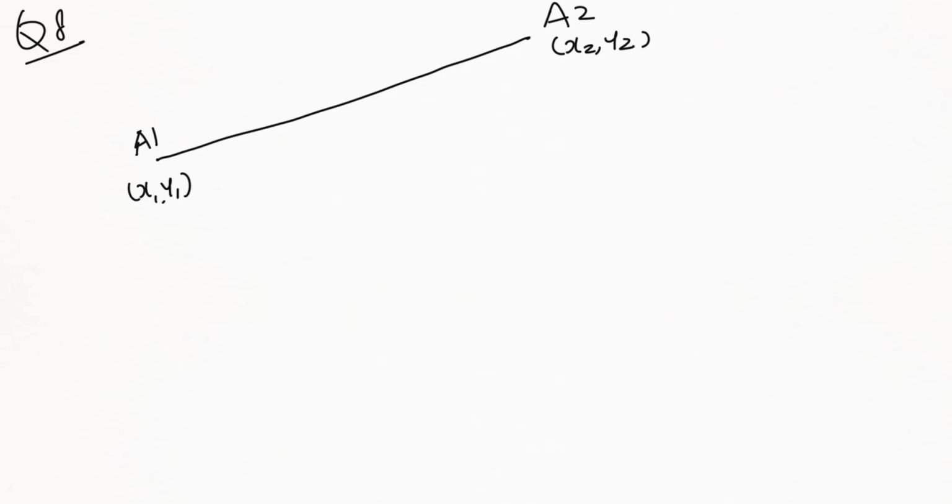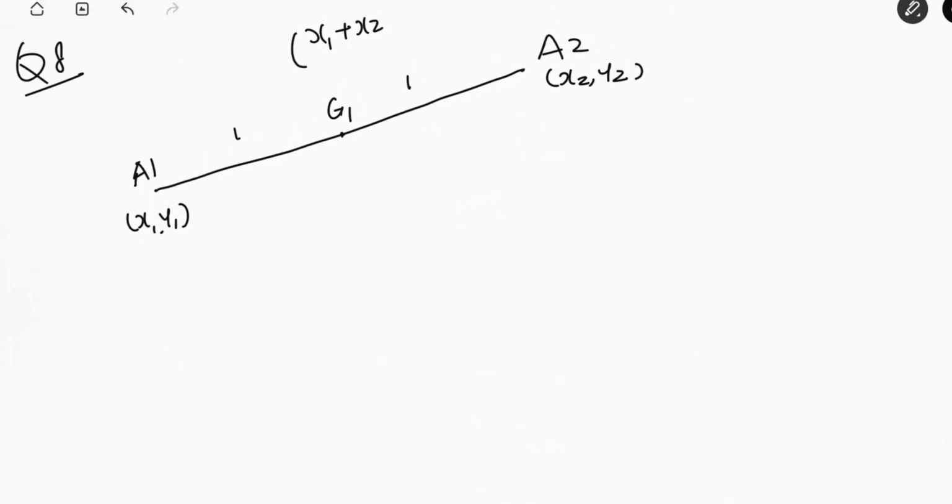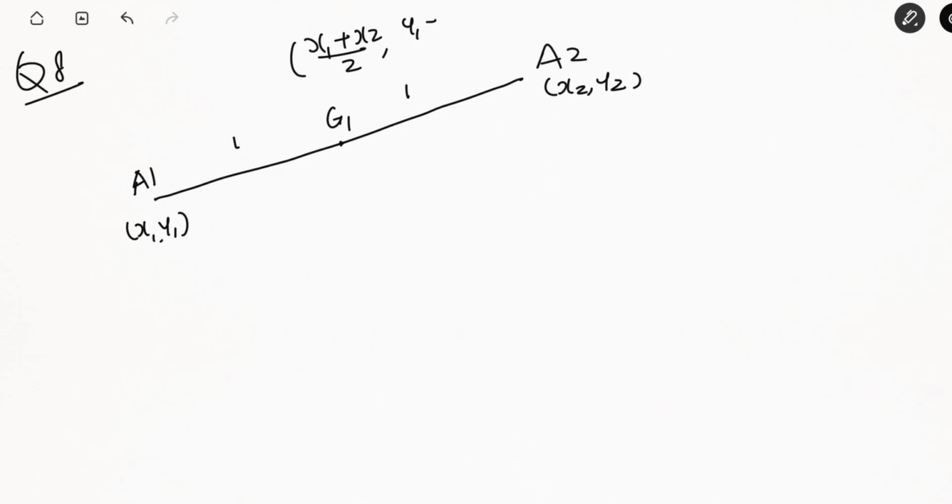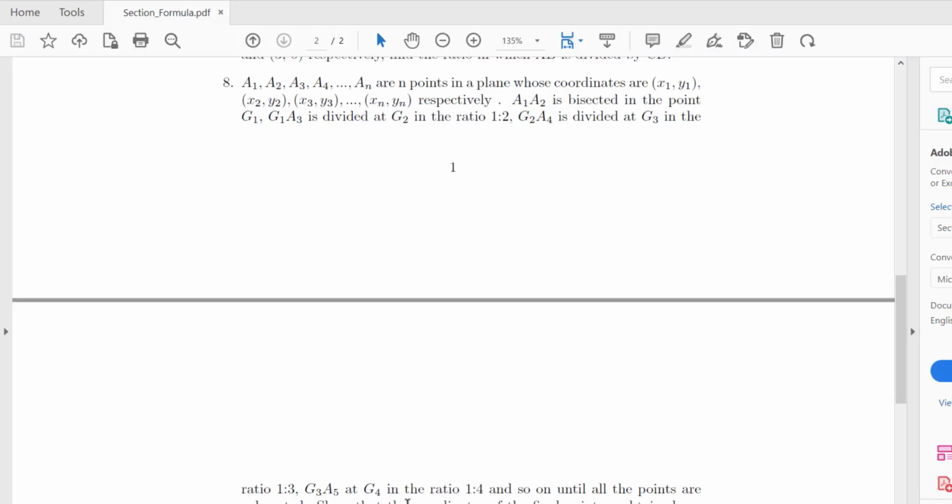So it says A1, A2, 2 points are bisected in the point G1. So A1 is x1, y1. A2 is x2, y2. G1 bisects it in ratio 1:1. So G1 will be x1 plus x2 over 2, y1 plus y2 over 2. Now we know what is G1.